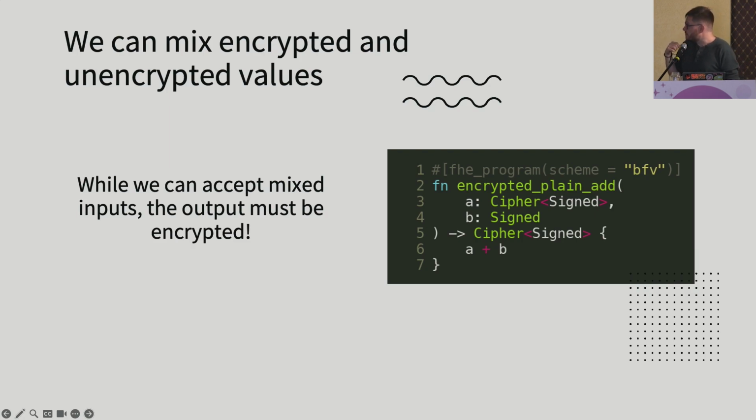We can also accept mixed inputs. For example, and these operations are cheaper than the encrypted variants, both sides of an equation don't necessarily have to be encrypted. So here we're taking A and B, but in this case B is not encrypted, it's just a plain text value. So we're taking an encrypted value and then adding in a plain text value.